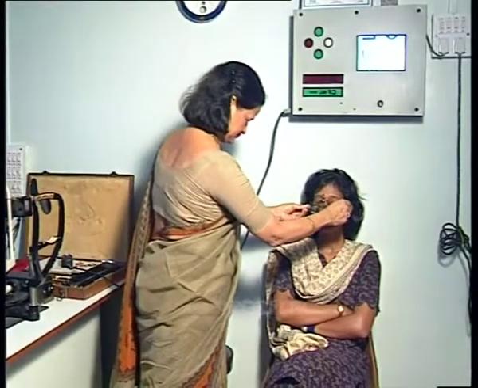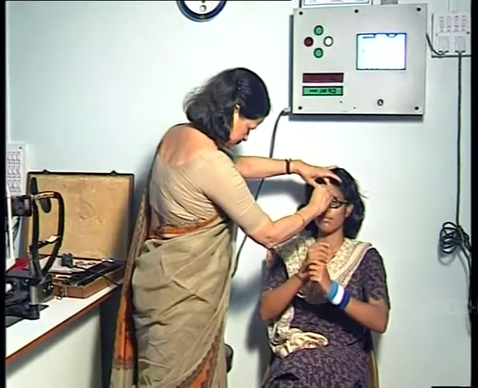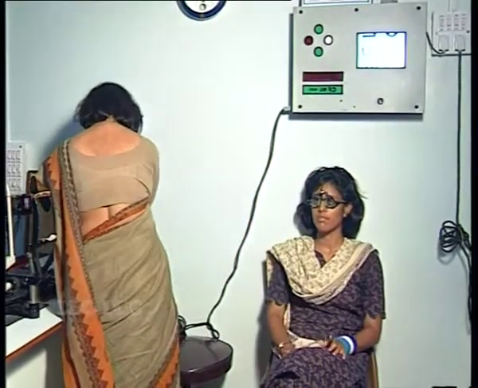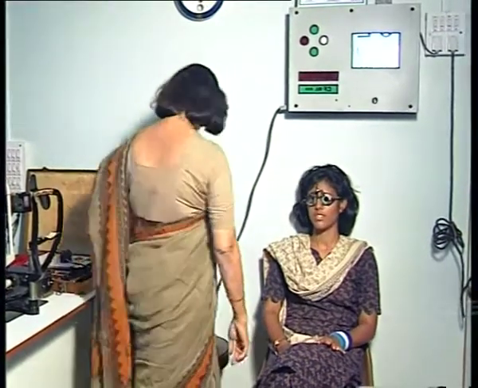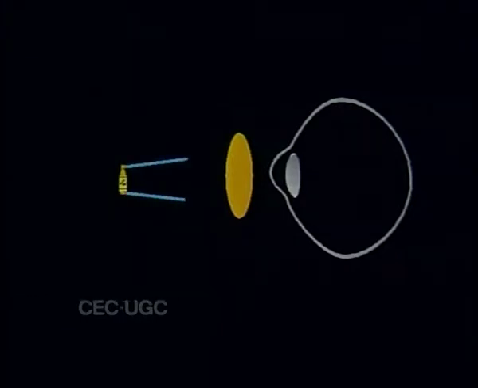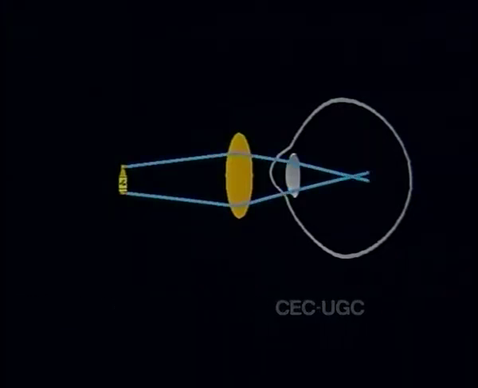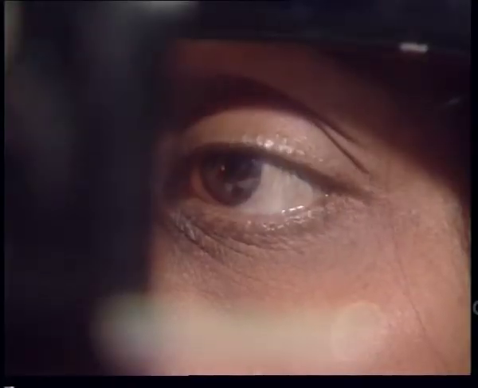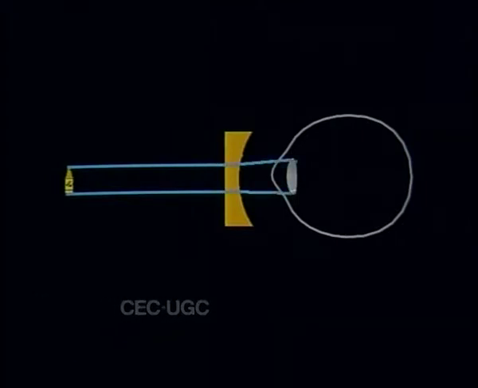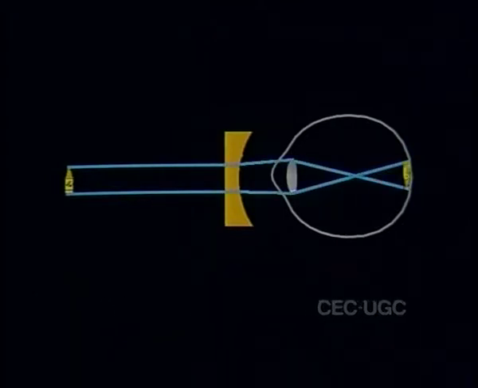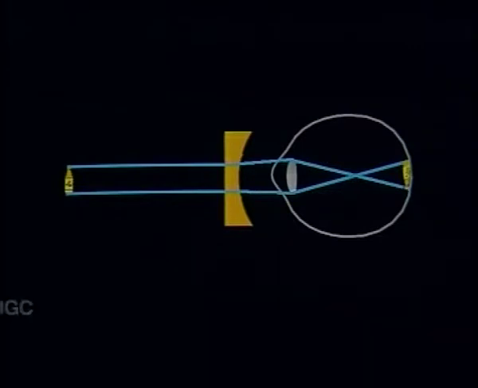Both these conditions can be corrected either by wearing glasses or contact lenses. To correct long-sightedness or hyperopia, convex lenses are used to bend light rays more sharply. To correct nearsightedness or myopia, concave lenses are prescribed. A concave lens spreads light rays so that the image focuses on the retina. Refractive surgery is another method of correction.